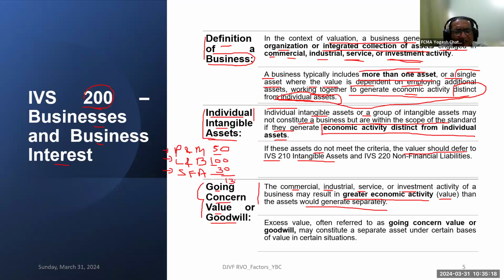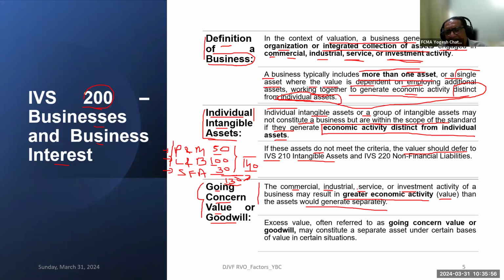But when these assets are sold collectively in one group as a going concern, as one business, that may realize 140 crore, because it needs to be more than the 130 crore when sold separately. So this additional 10 crore is the value of goodwill. So that is what is highlighted here.